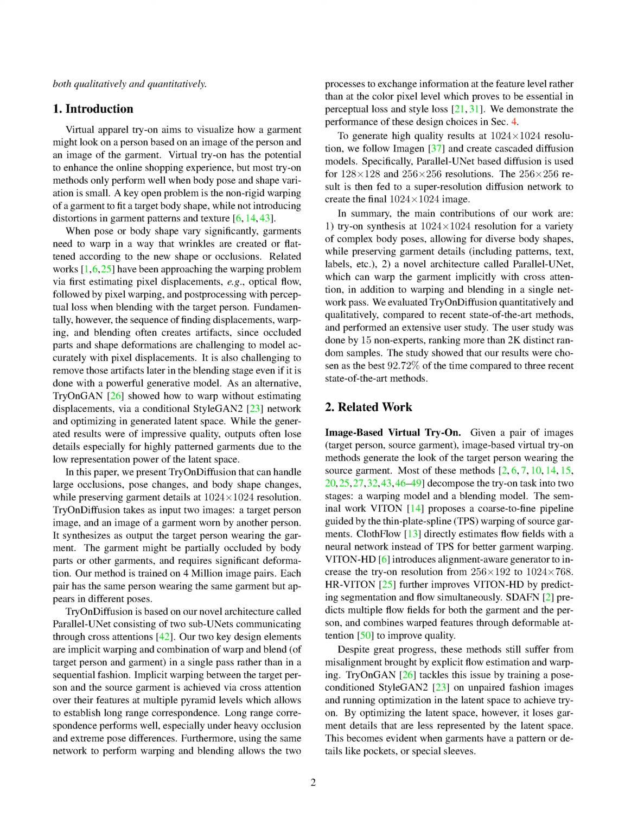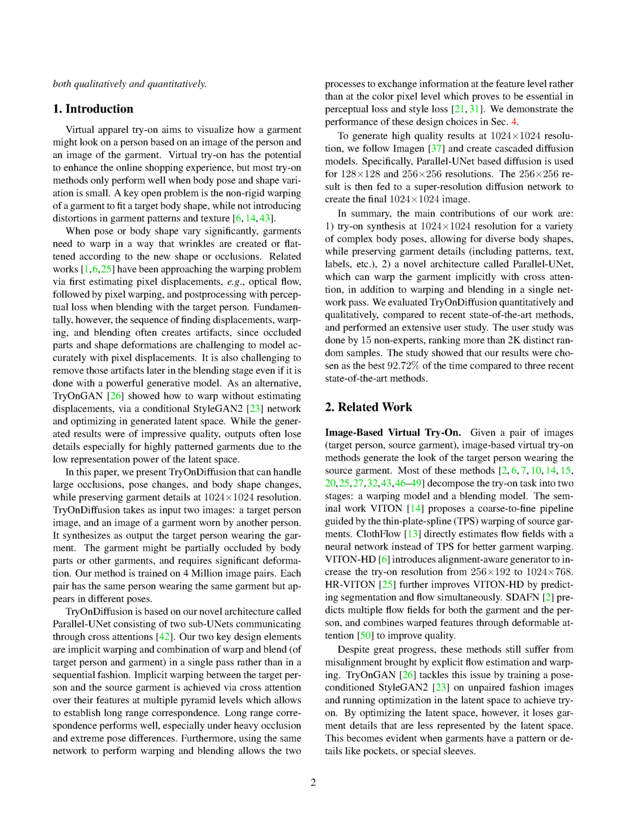TryOnDiffusion uses two images as input, one of the target person and one of the garment worn by another person. The output is a synthesized image of the target person wearing the garment. The system has been trained on 4 million image pairs, with each pair featuring the same person in the same garment but in different poses. Our novel architecture, the Parallel-UNet, forms the basis of TryOnDiffusion. It consists of two sub-UNets that communicate through cross-attentions.